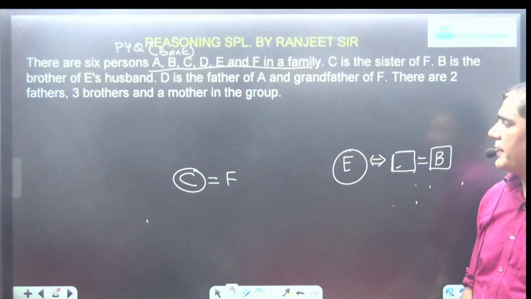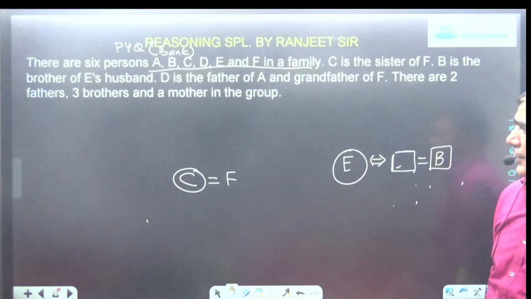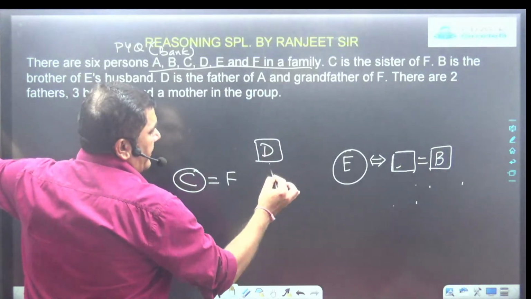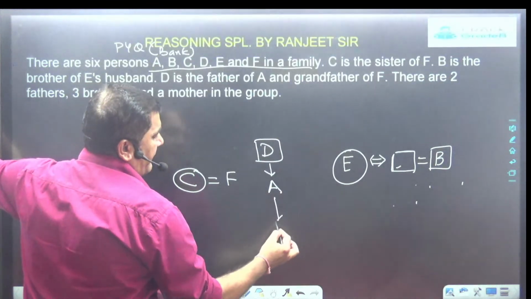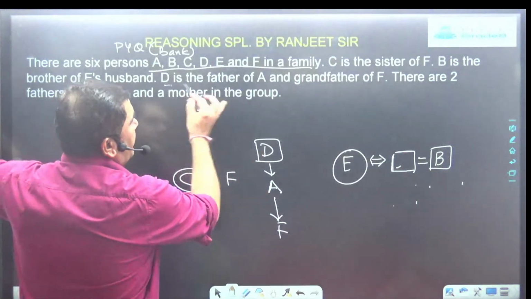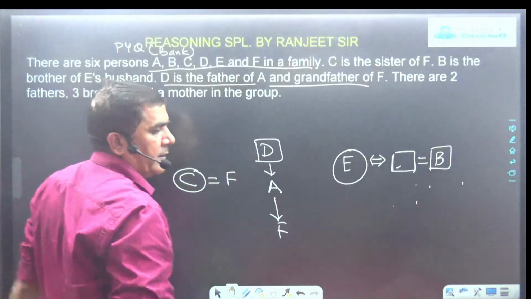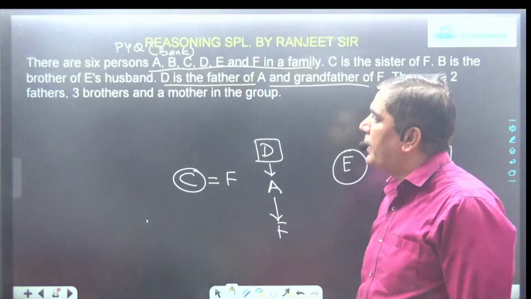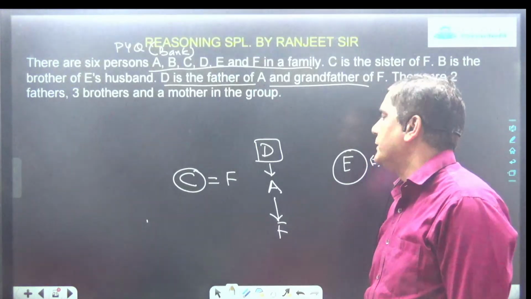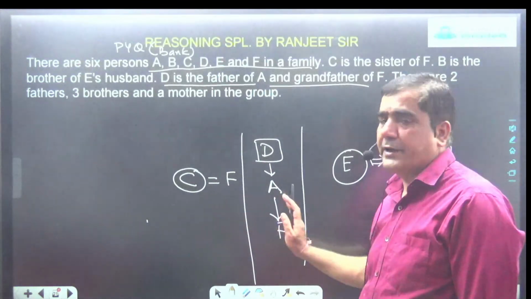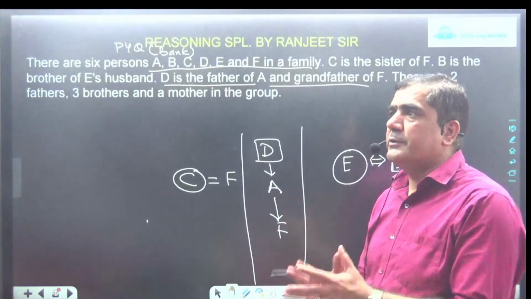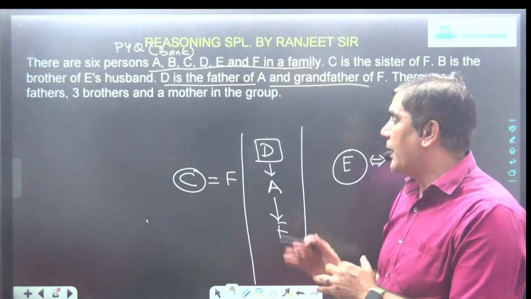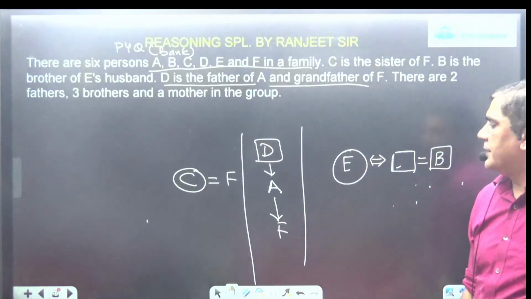Next one. D is the father of A and grandfather of F. Another clue: D is nothing but the father of A and grandfather of F. Clear? Now they are saying there are 2 fathers, 3 brothers and a mother in the group. Till now we have got 3 different family trees. Now my job is to combine them and get a single family tree. How to combine these?